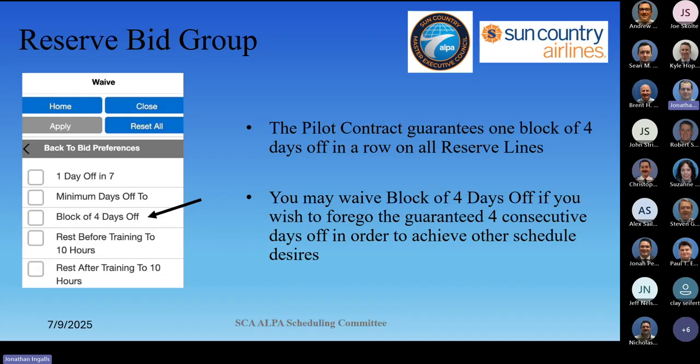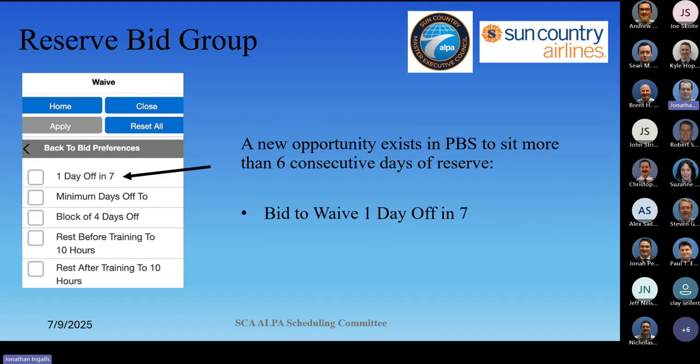You're still contractually guaranteed 1 block of 4 days off in a row between all reserve lines. If you want to waive that 4 days off, you could do it if you're trying to get something specific. An interesting new thing in PBS is that 1 day off in 7. If you want, you can sit more than 6 consecutive reserve days in a row. And this is kind of interesting. If you want to sit more than 6 days of reserve in a row, you can totally do that.